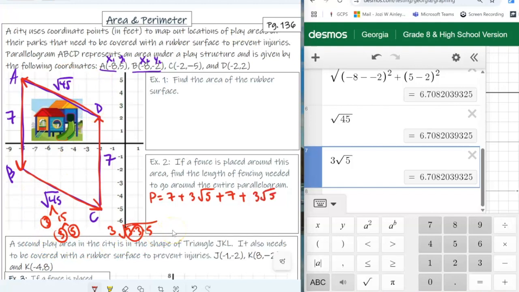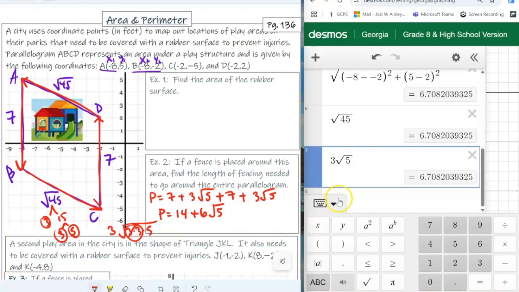So this is what I am adding. So let's combine things that look the same. 7 plus 7, 14. 3 radical 5 plus 3 radical 5. Because they're the same, I can combine them. So this is like saying 3 apples plus 3 apples. What do I have? 6 apples. But instead of writing apples, I'm going to write what? Radical 5. Can I combine 14 and 6 radical 5? No. Why not? They're not the same. Therefore, this is the perimeter.